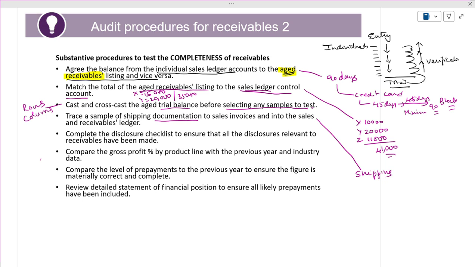Complete the disclosure checklist to ensure that all the disclosures relevant to the receivables have been made.